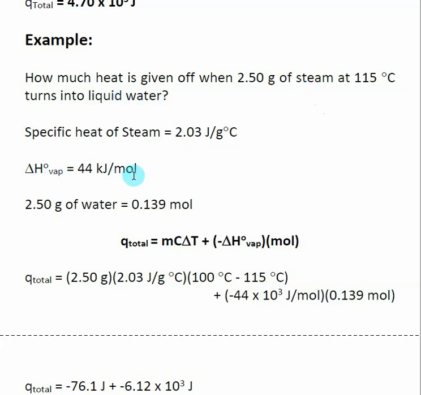So that's given here. And as always, because we're going to be using delta H, one of the first things I want to do is find out how many moles of reactant or how many moles of water I have. So that's 2.5 grams divided by our 18 grams per mole for water. That gives me 0.139 moles of water.